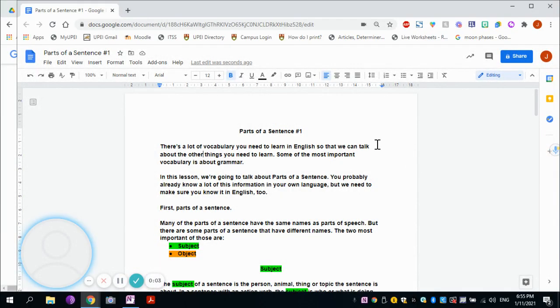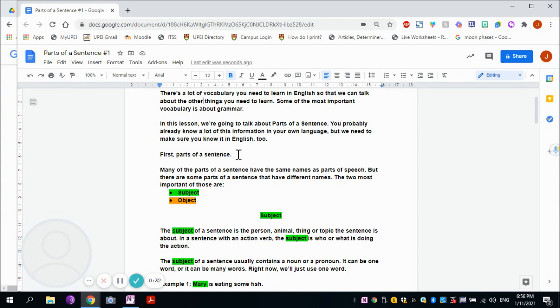Hello. Let's talk about the parts of a sentence. There's a lot of vocabulary you need to learn in English so that we can talk about the other things you need to learn. Some of the most important vocabulary is about grammar. In this lesson, we're going to talk about parts of a sentence. You probably already know a lot of this information in your own language, but we need to make sure you know it in English too.